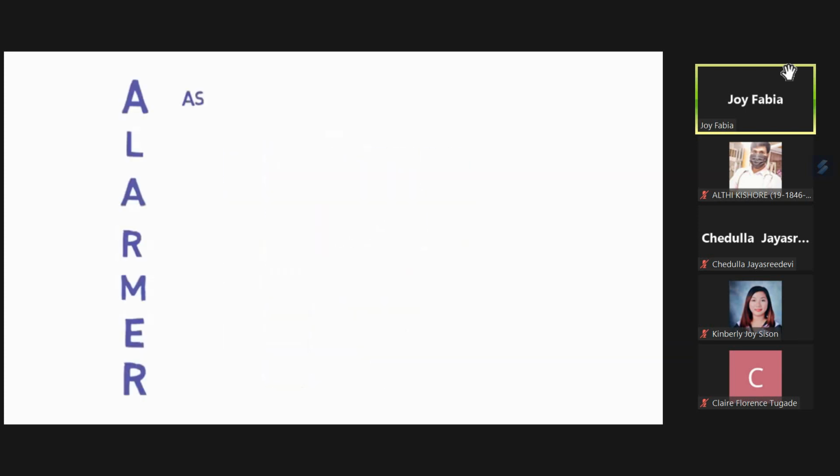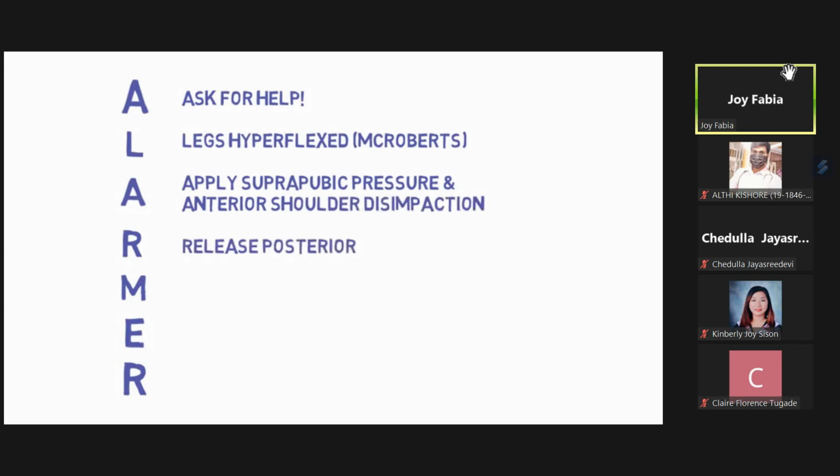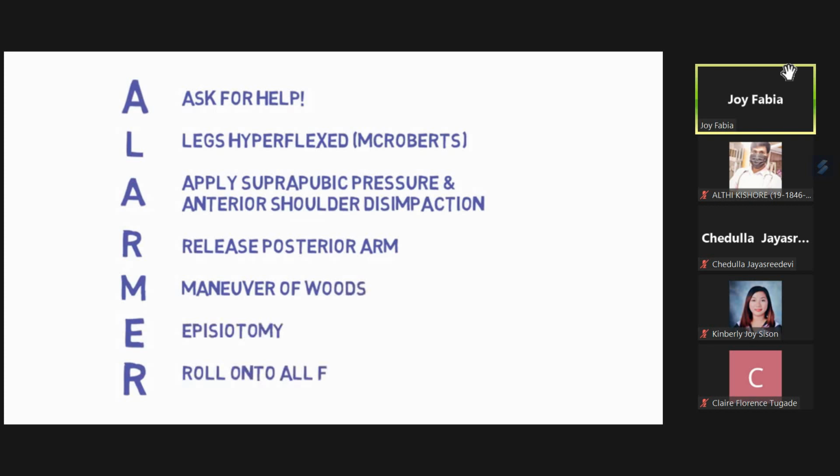A stands for ask for help. L is legs hyperflexed or McRoberts. A applies suprapubic pressure and anterior shoulder disimpaction. R, release posterior arm. M, maneuver of Woods. E, episiotomy. And R, roll onto all fours.